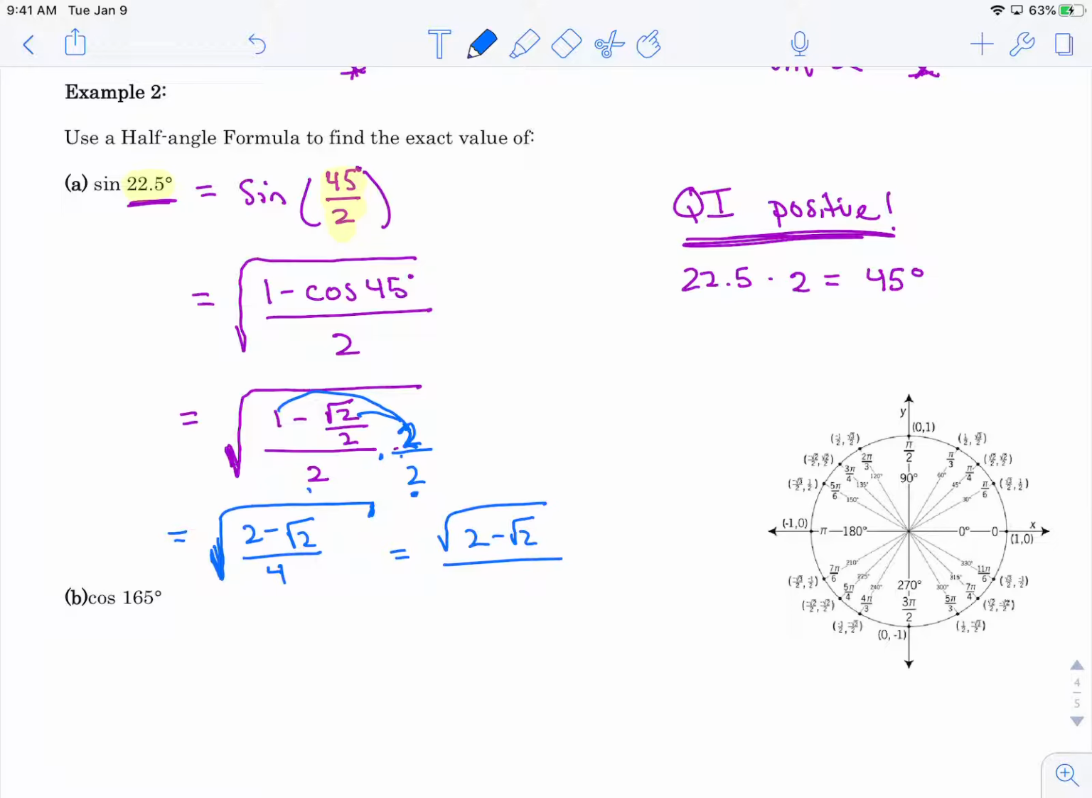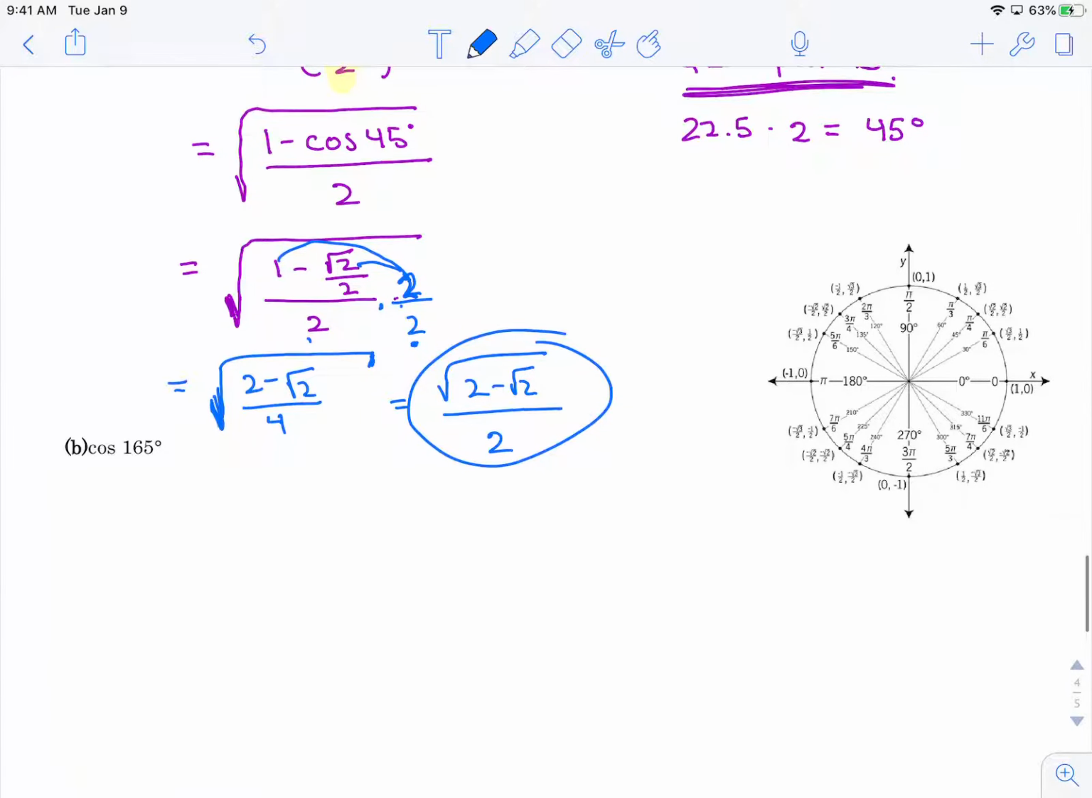But I do know the square root of 4 is 2. So I am going to take the square root when I can. If you ever wanted to see if you're right, you can put in your calculator sine of 22.5 degrees, see the decimal it gives you, and then put this in your calculator and see if it gives you the same decimal. This would be on a non-calculator portion of your exam though.